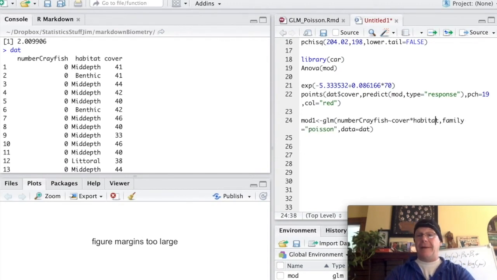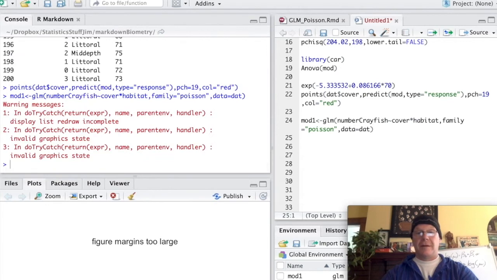I'm going to include the interaction term in there so that I feel comfortable when it comes time to do the hypothesis testing part of it, to make sure that there's no nonlinearity between the effect of cover and habitat. But this is very similar to what we did whenever we set up a standard linear model. So I'll go ahead and run that. And then we can do the summary of mod 1.